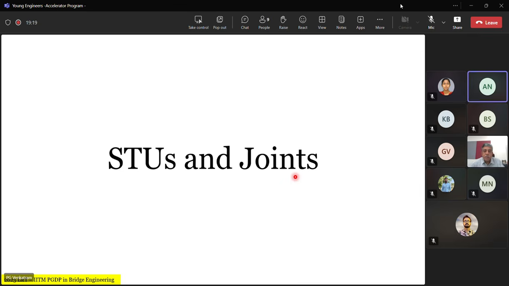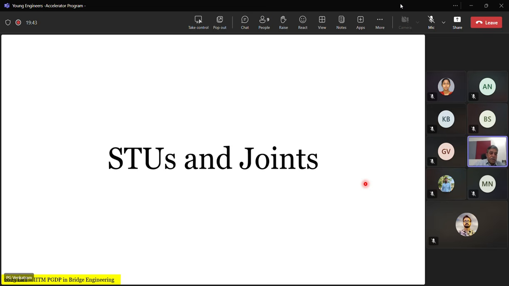Okay. Yes, sir. So today we will talk about STUs. STUs are nothing but, in expansion, shock transmission units. And other joints, by which I mean the deck joints between one deck and the other. Okay, so we look at them today.